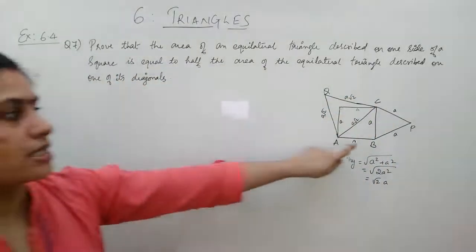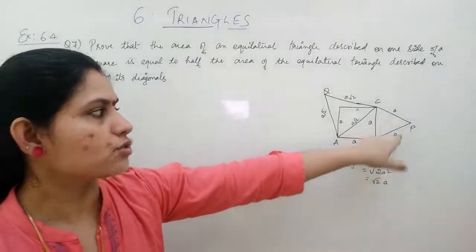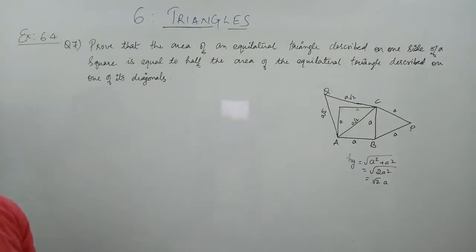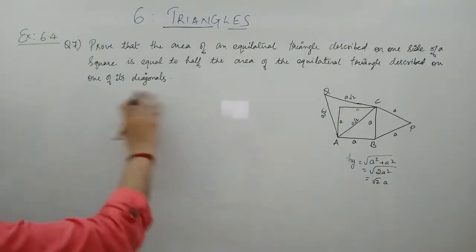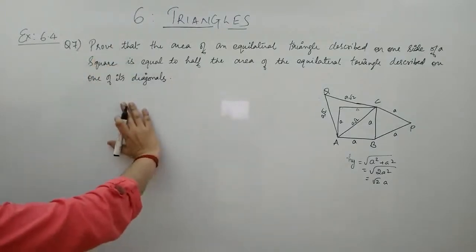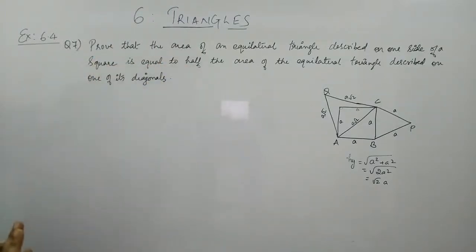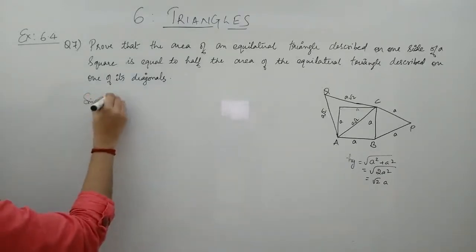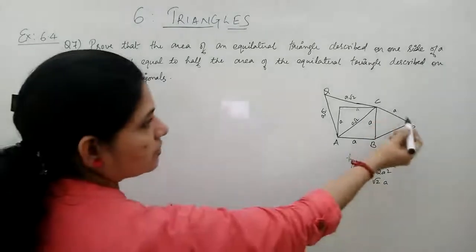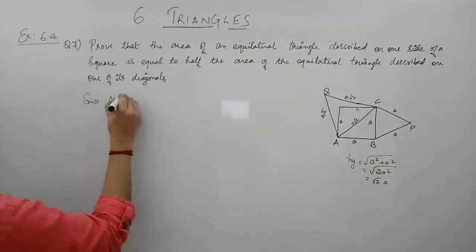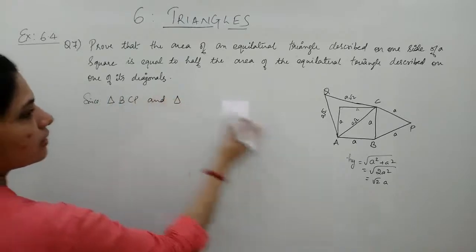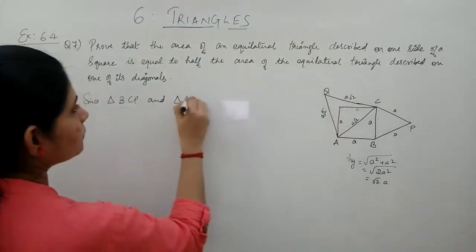Right? So you are getting a triangle which has all the sides to be A, and the other equilateral triangle, which has all the sides to be A root 2. This much is clear. Now we will start with the proof of that concept. That is, you have to take the area of two equilateral triangles. Now, which are the two equilateral triangles you are getting? Triangle BCP and triangle ACQ.